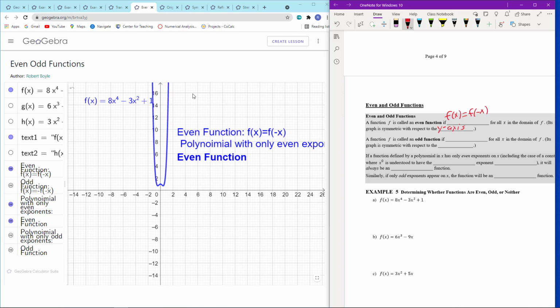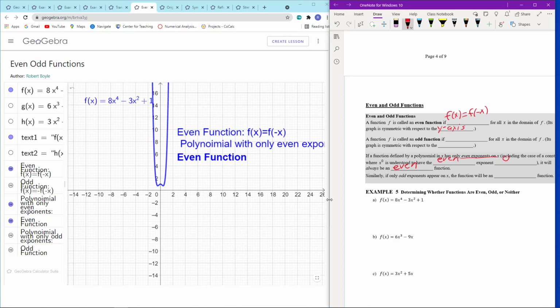There's also one other cool thing about this graph. Notice that here is a graph of a polynomial. This conveniently happens to be part A in example 5. And notice that this polynomial has only even exponents. This one here actually has an x to the 0 across it. So if a function that is a polynomial in x has only even exponents, where x to the 0 has the even exponent 0, then that function will always be even.